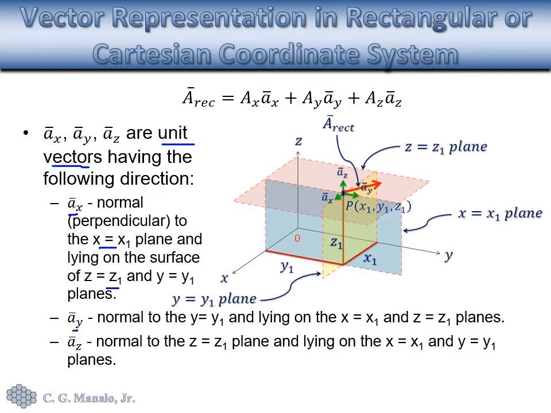A sub y, the unit vector a sub y, is normal to the y equals y sub 1 plane and also lies on the x equals x sub 1 and z equals z sub 1 planes. And a sub z is also normal to the z equals z sub 1 plane and lies on the planes x equals x sub 1 and y equals y sub 1. So all of these unit vectors are perpendicular to each other and all have a magnitude of 1.